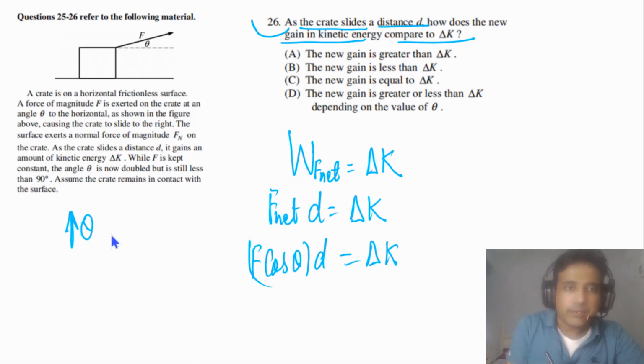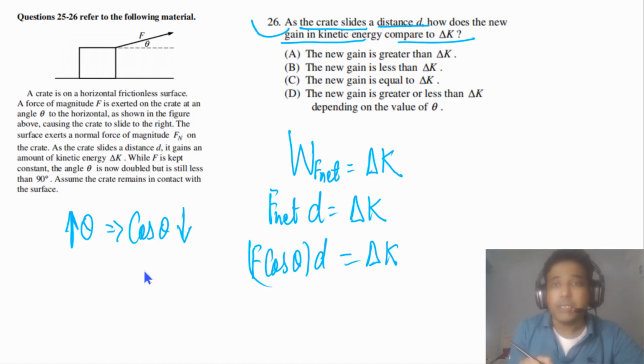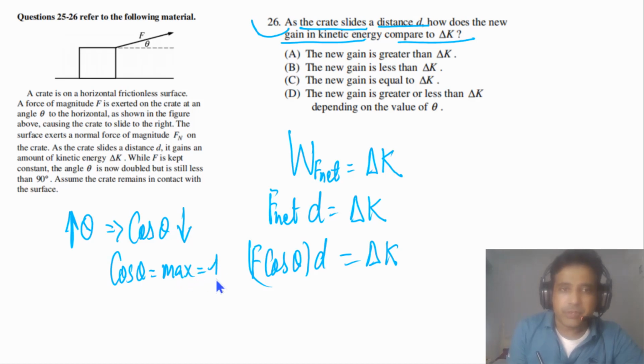If theta increases, then cosine of theta will decrease, because cosine of theta is maximum, equal to 1, when theta is equal to 0. So we can say cos of theta is maximum, equal to 1, when theta is equal to 0.